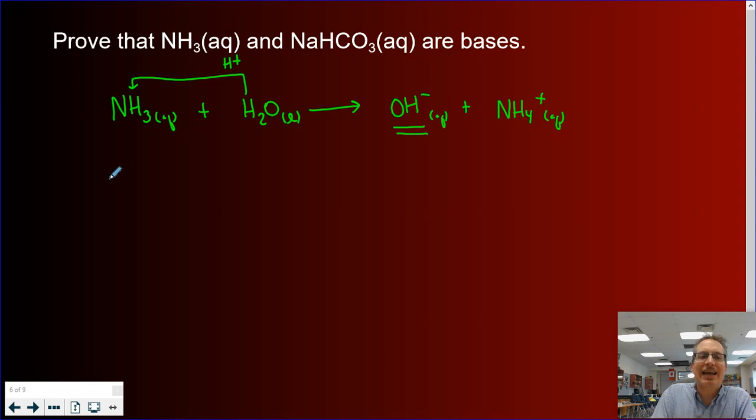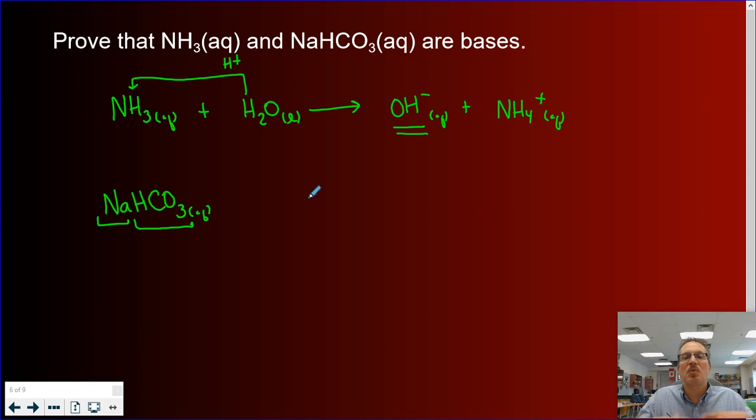Okay, well, let's prove the second one. You will notice that this one actually looks very similar to the example we just did that was an acid. So I want us to think about this. Think about how it's built. This is sodium cation, hydrogen carbonate anion. So the first thing this thing does when we drop it into some water is it's going to dissociate into its ions.